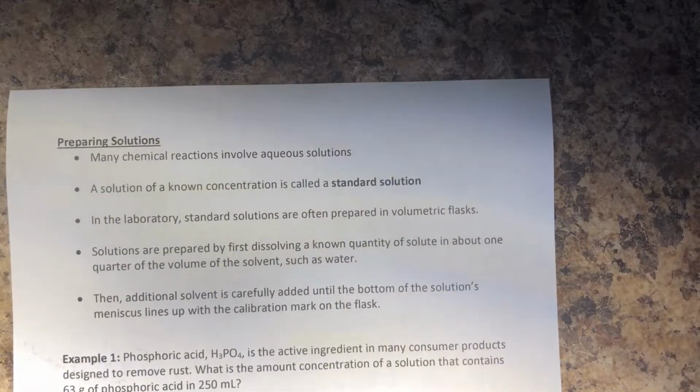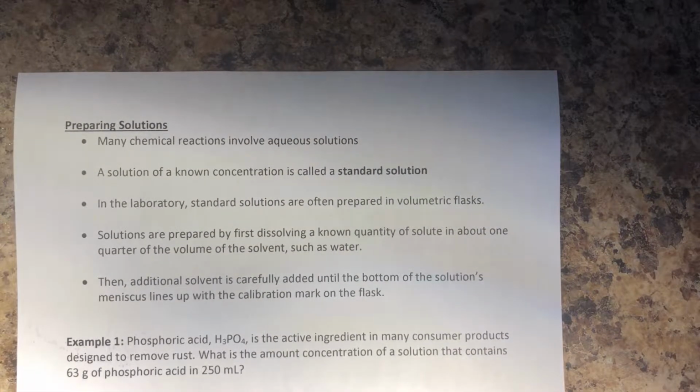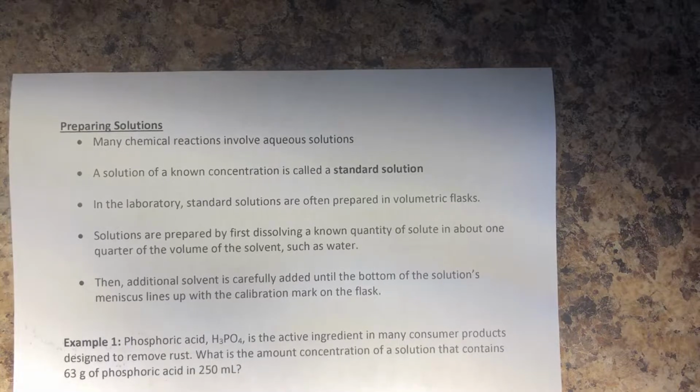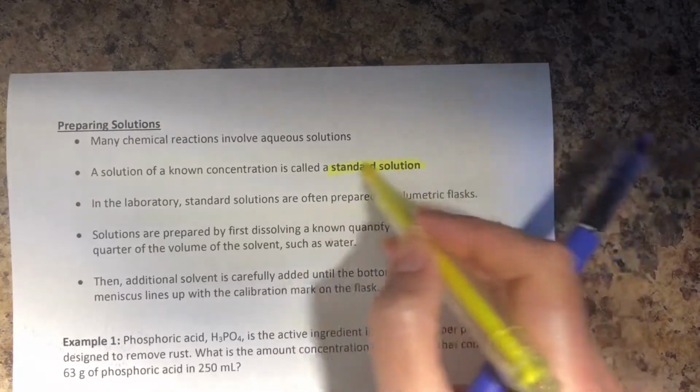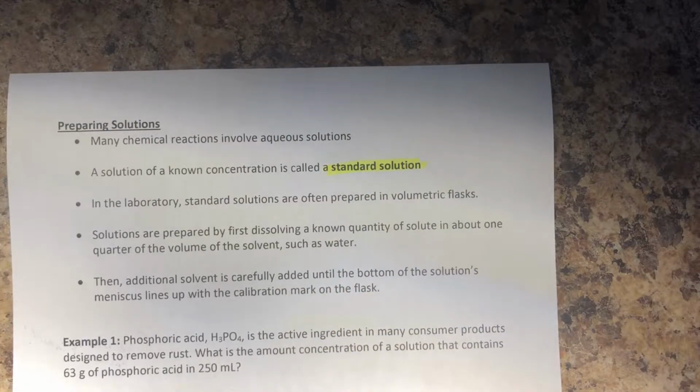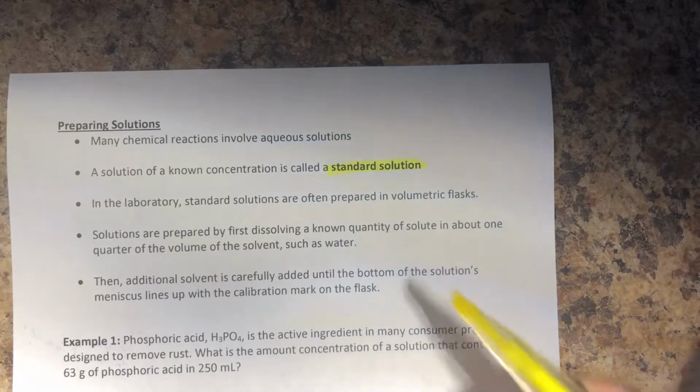So how do we prepare a solution? Many chemical reactions involve aqueous solutions, so being dissolved in water. And a solution of a known concentration is called a standard solution. So we'll use those in the lab. We will make up solutions, so we know we have 1.0 moles per liter of sodium hydroxide or hydrochloric acid or whatever other chemical we decide. And we prepare them in what's called a volumetric flask.